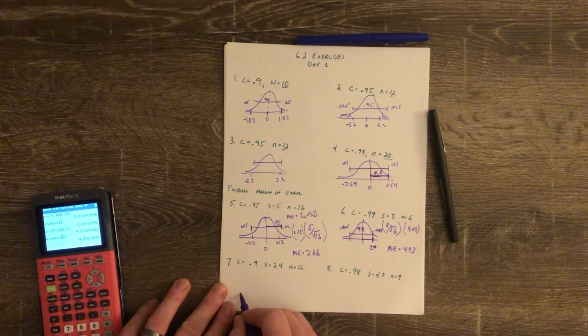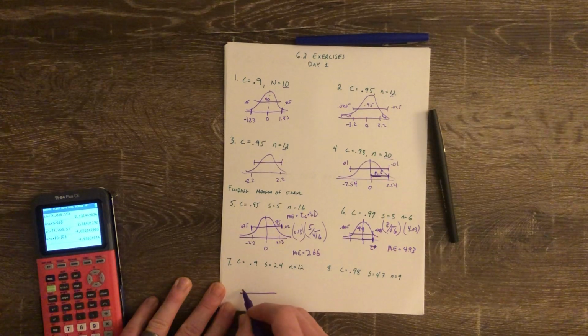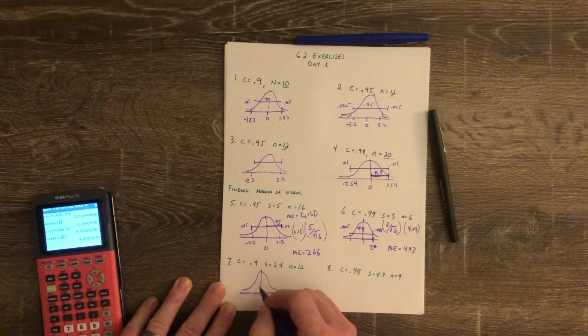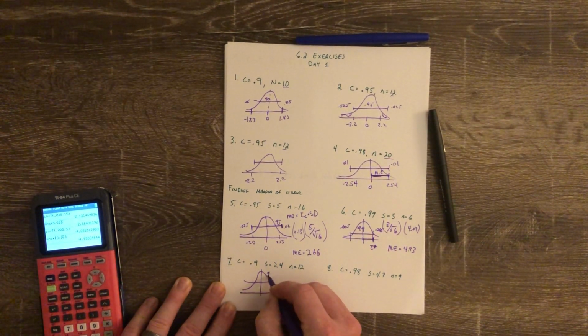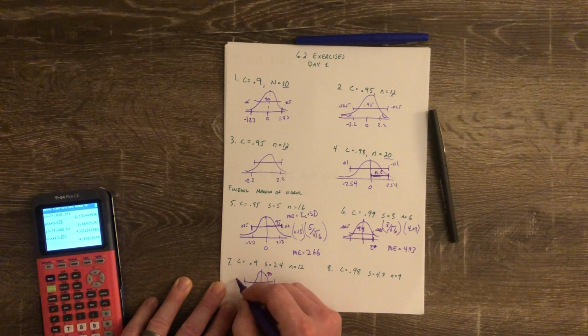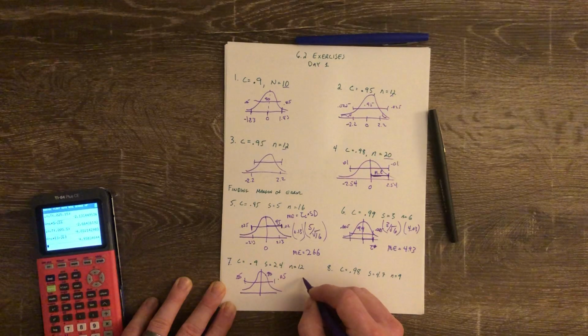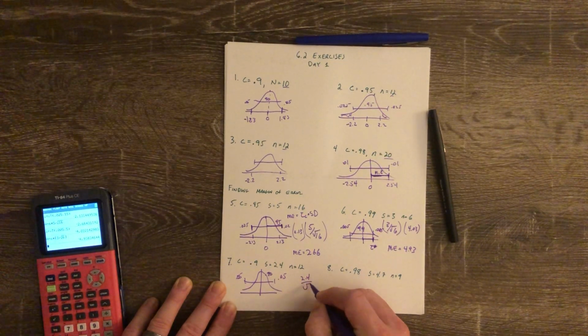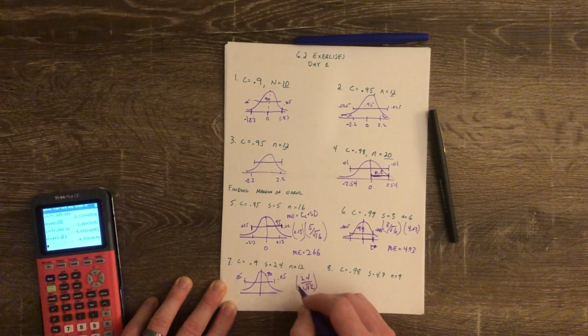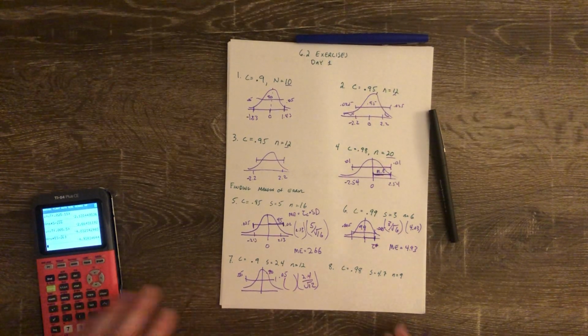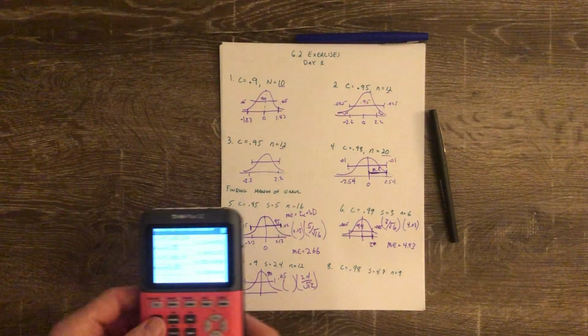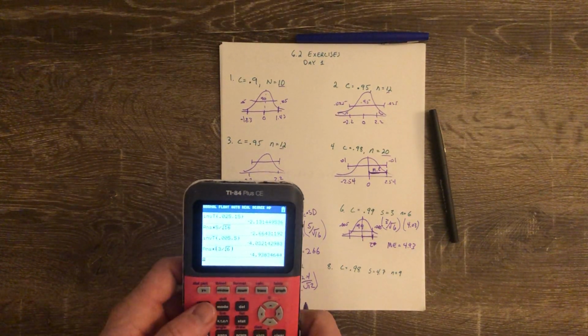Confidence level is 90%. 90% here. So that means I have 10% to play with. So I have 5% here and 5% here. The standard deviation is going to be 2.4 divided by the square root of 12, just like before. I got to take that and multiply by my T star. So let's go invert T.